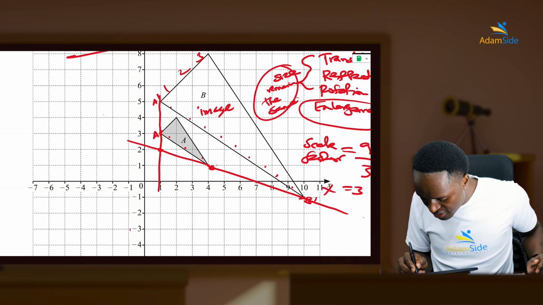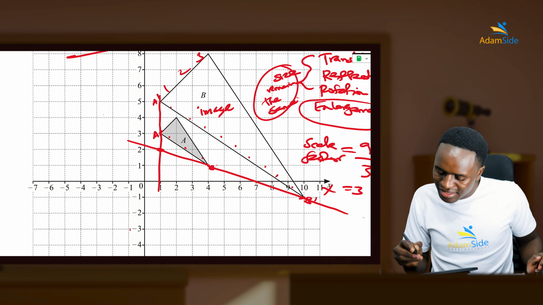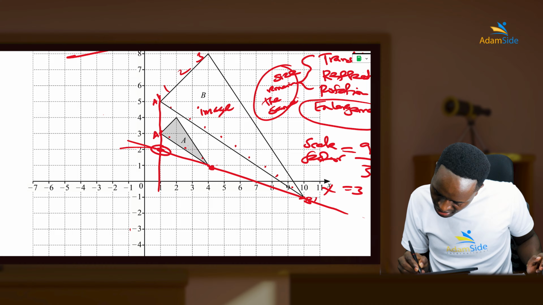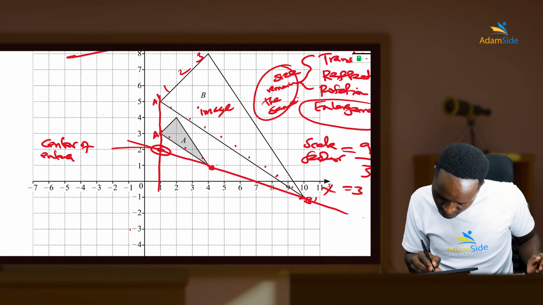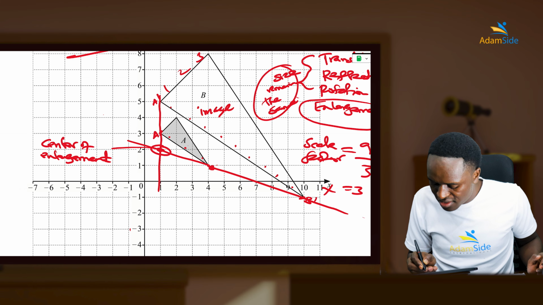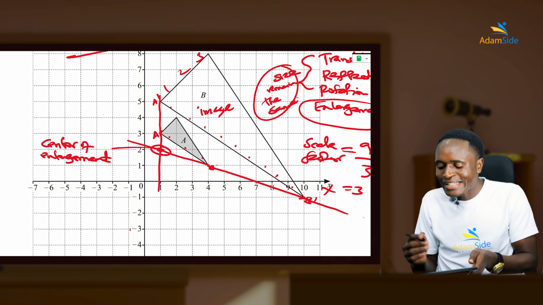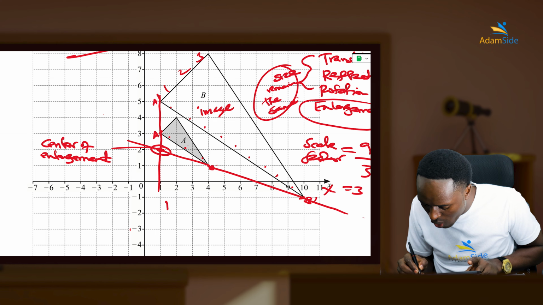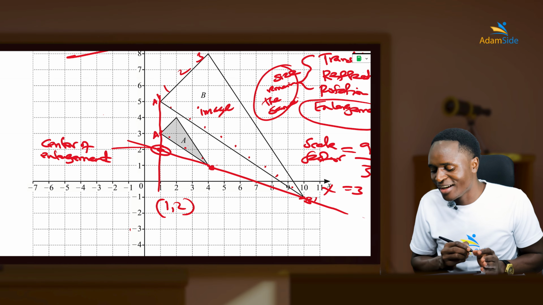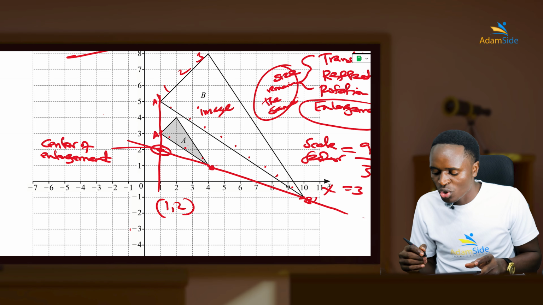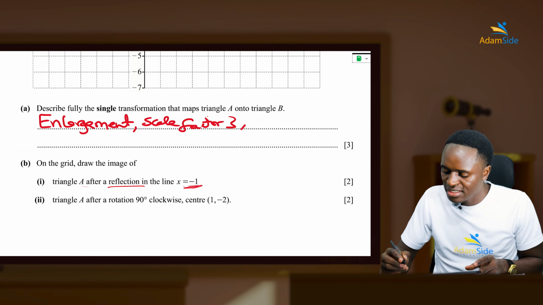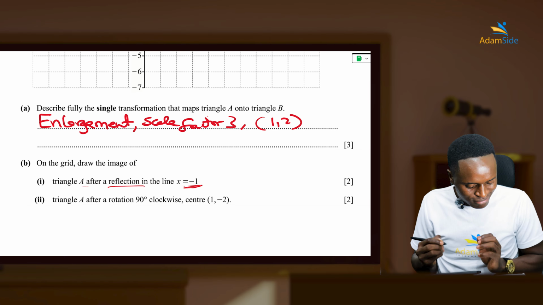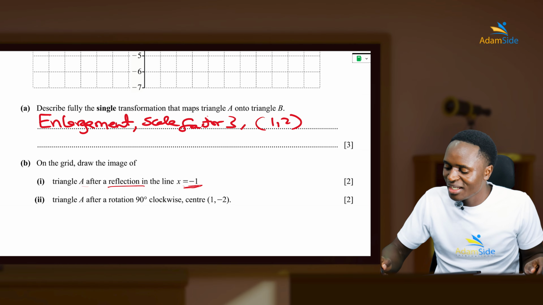You see where they meet, that's the center of enlargement. Where these lines meet is called the center of enlargement. This is the center of enlargement, and it is at coordinate 1, 2. Let's scroll down, it's at coordinate point 1, 2. That's fine, and you get your 3 marks. As simple as it is.